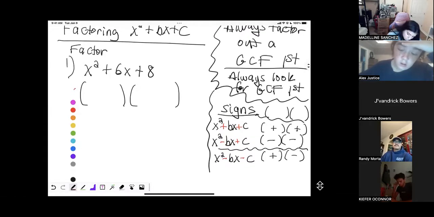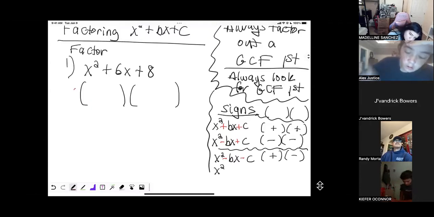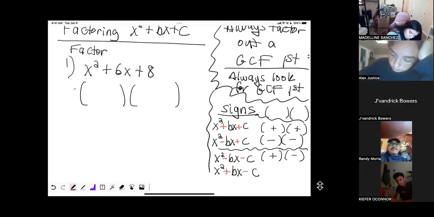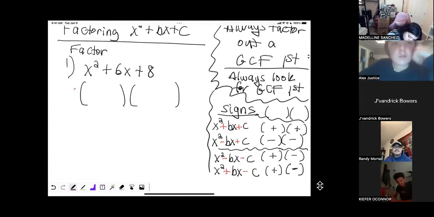And which one am I forgetting? I'm forgetting this one. If you have a positive and then a negative, it's also going to be one of each. One of them is going to have a positive, one's going to be a negative. It doesn't matter where they are. It could be negative, positive, or positive, negative, as long as one of them is positive and one of them is negative.